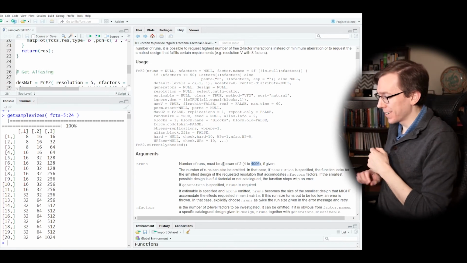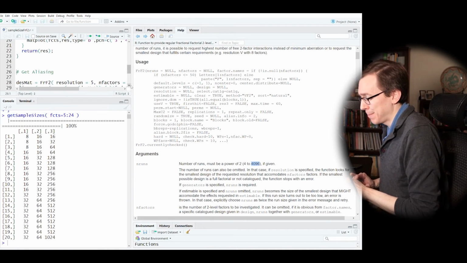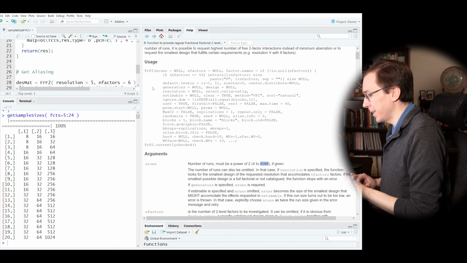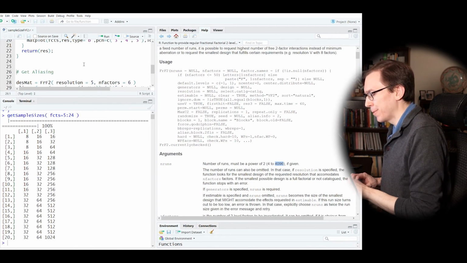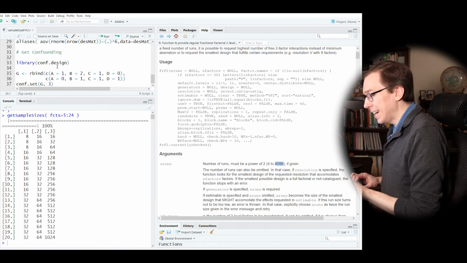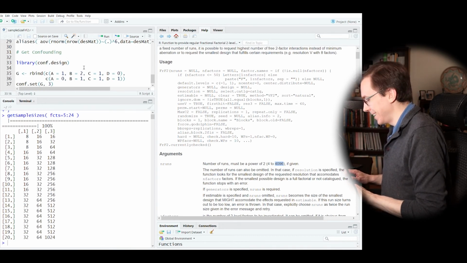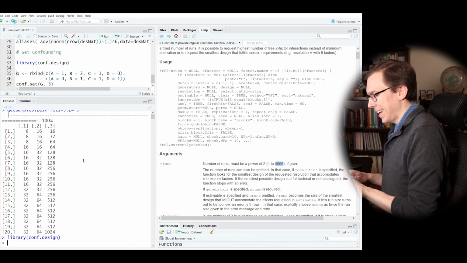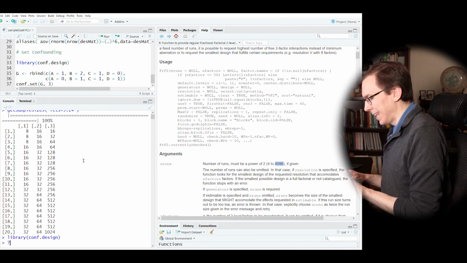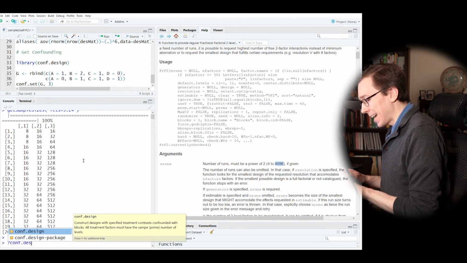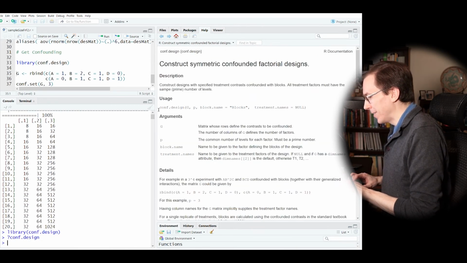But we are not done completely yet, because there's a couple more neat little tools that I want to show you about in these R packages before we move on to the next lecture. The other is this package called ConfDesign, a library with some functions that will allow us to do confounding.